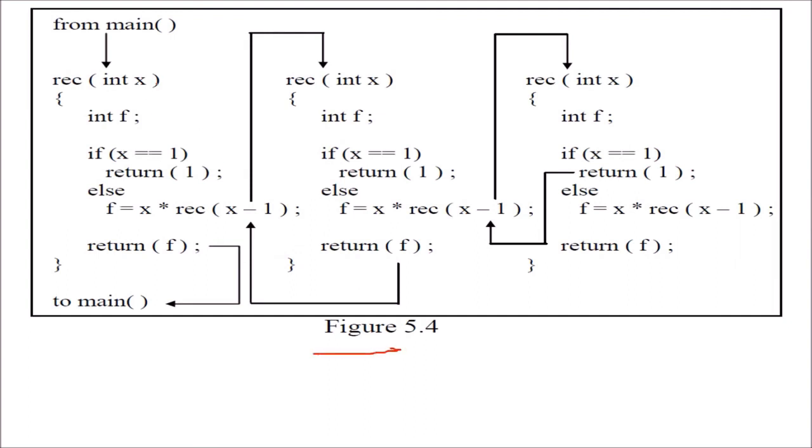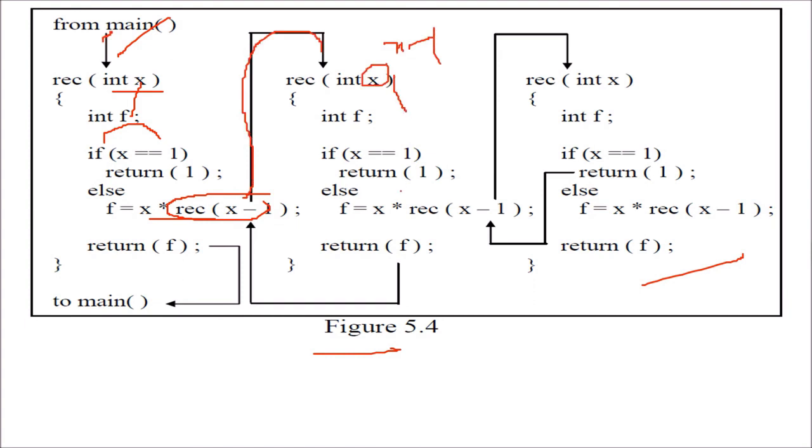What is going on here is, we are calling this recursion. This is int x. X is being passed, and we are trying to find out the factorial. If x is equal to 1, we return 1. Otherwise, we say x into recursion x minus 1. Now this recursion x minus 1 will be calling this again. So it will be calling rec. Now x will be x minus 1.